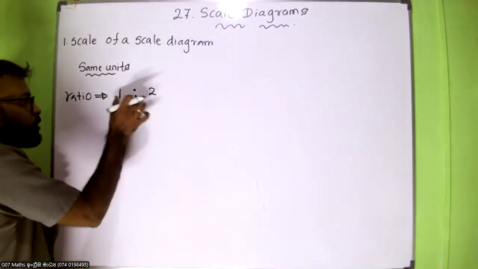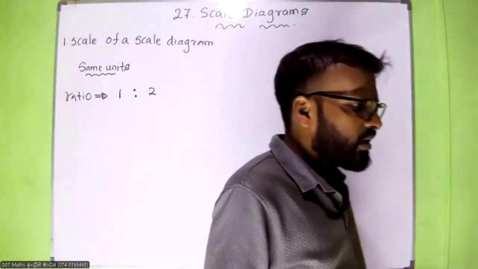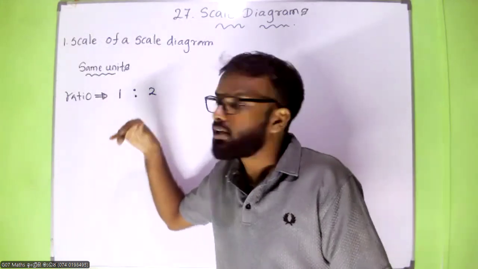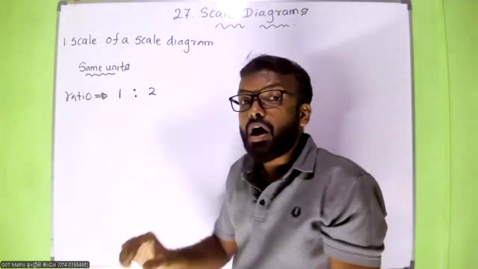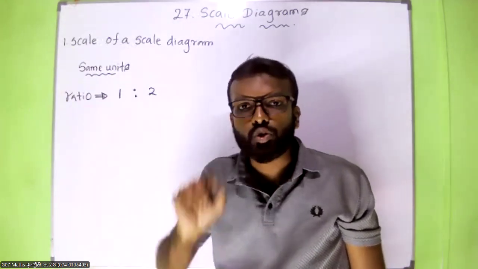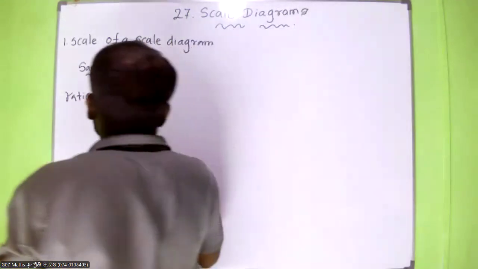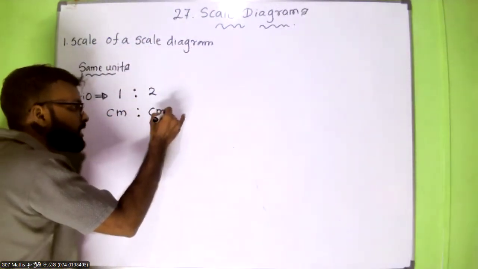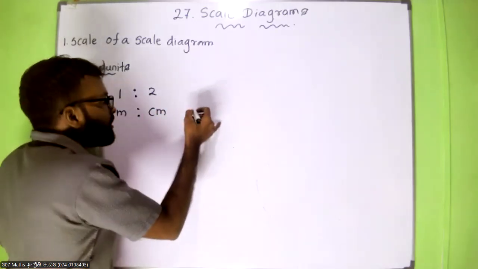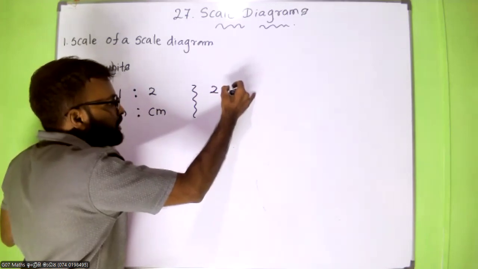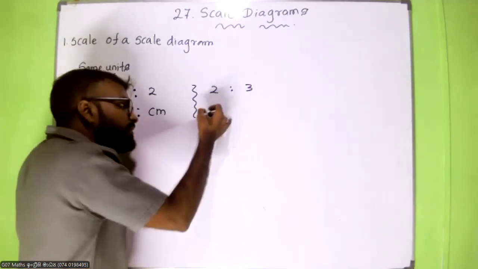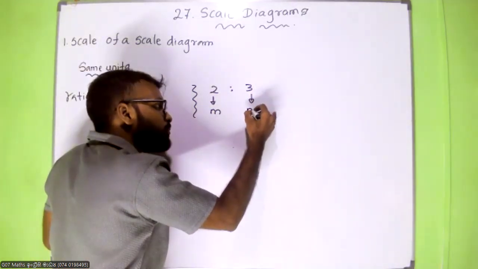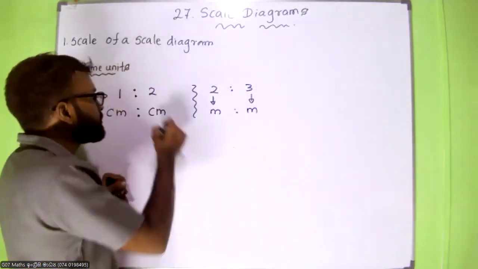Ratio 1 to 2. There are two sides of a ratio, the left hand side and the right hand side. Both of those sides should be in the same unit. That means if this side is centimeters, the other side also should be centimeters. For example, 2 to 3: if this side is in meters, this side also should be in meters.